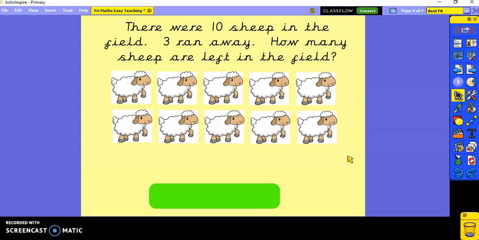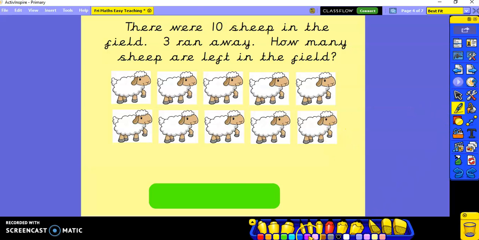Right, now you're ready to have a look at this problem. It says there were 10 sheep in the field. So I'm going to underline that 10 because that's a useful number to remember for my number sentence later. There were 10 sheep in the field, but 3 of them, I'm going to underline that as well, 3 ran away. How many sheep are left in the field?